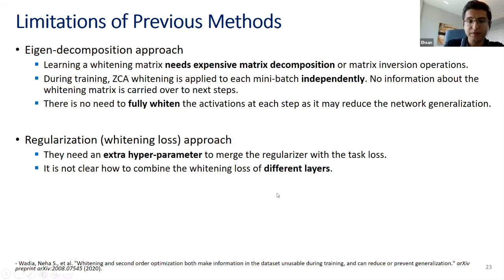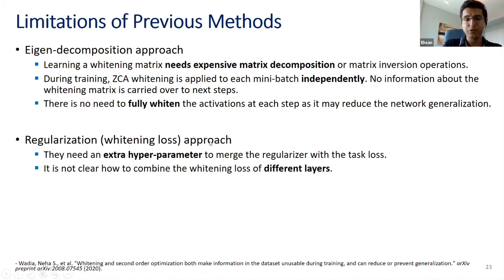So one of the things is that if we come up with a whitening algorithm that we claim is fully whitening the activations, probably it's going to reduce our generalization. But if we partially whiten it, as we are doing in our method, we're both keeping the information required for network generalization, and also reducing the computational complexity.